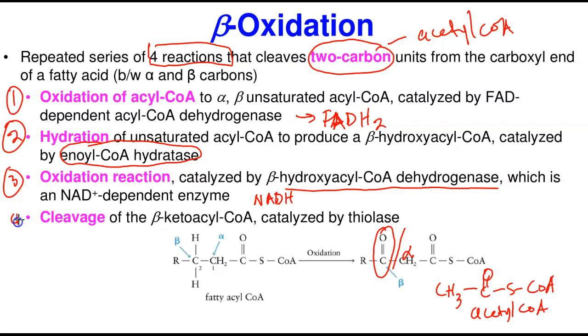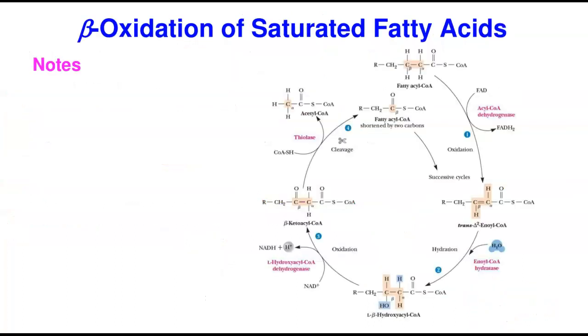Then step 4, which is the final step, now does what? It comes and breaks this bond. This is catalyzed by a thiolase, a cleavage enzyme that comes here and cleaves the bond between the alpha and beta carbon to form acetyl-CoA, and the pathway continues. And we're going to see that in this beautiful diagram.